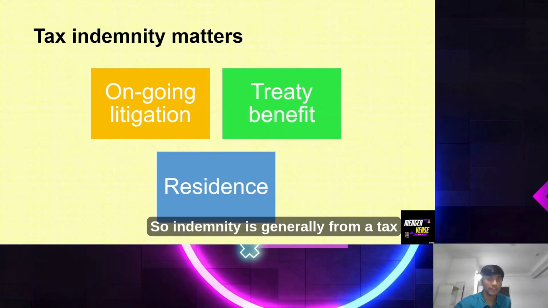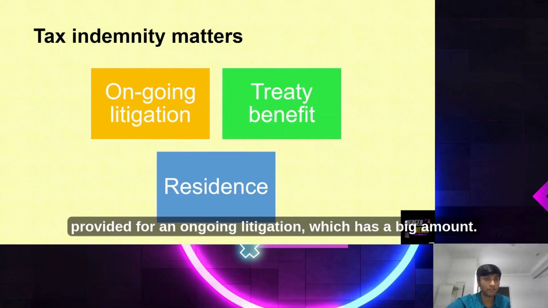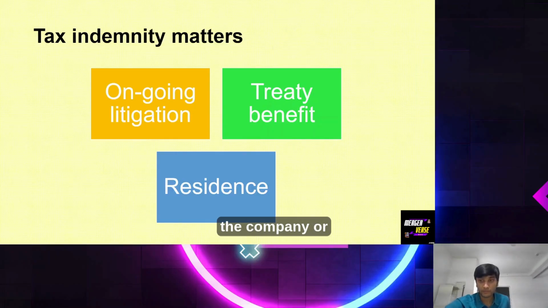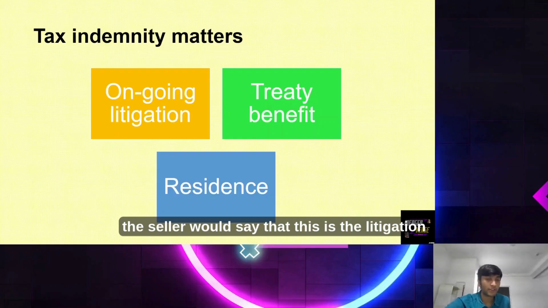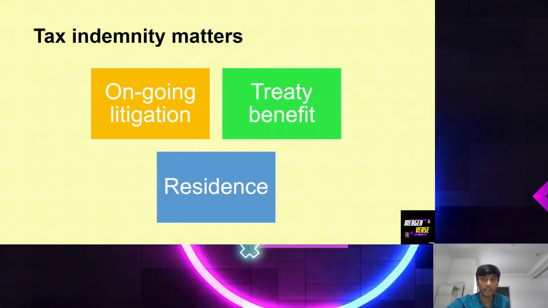So indemnity, from a tax perspective, is mostly provided by companies for an ongoing litigation which has a big amount. In a special case of a primary infusion, the company or the seller would say that this litigation is going on, and if there is any tax leakage because of it, we'll cover up to this amount.